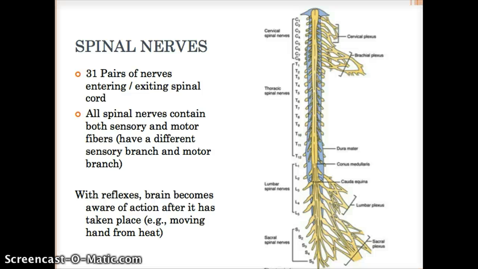Okay, so the spinal nerves, we have 31 pairs of spinal nerves that are entering and exiting the spinal cord, and all spinal nerves contain both sensory and motor fibers.